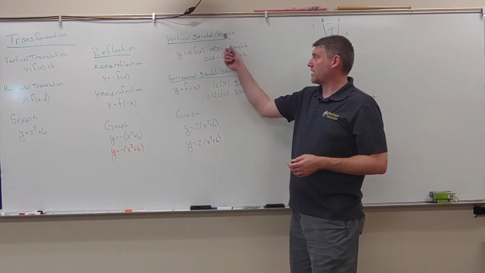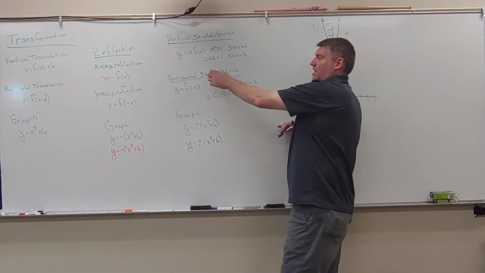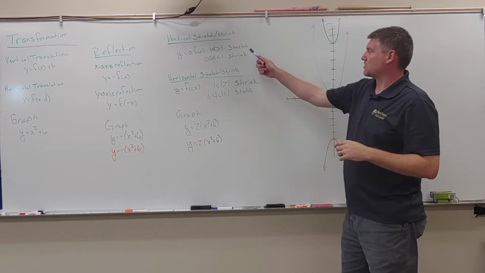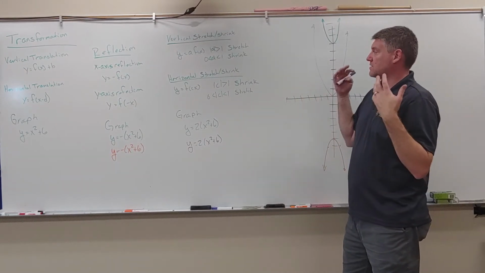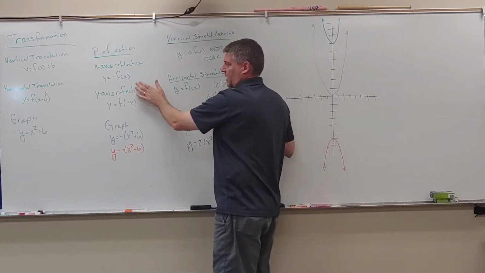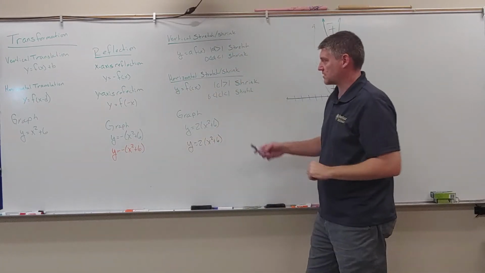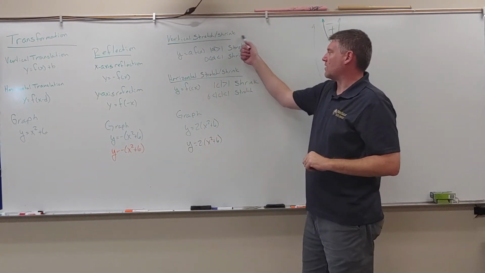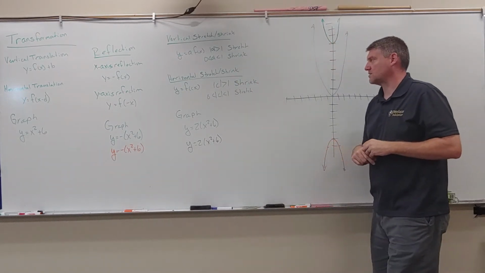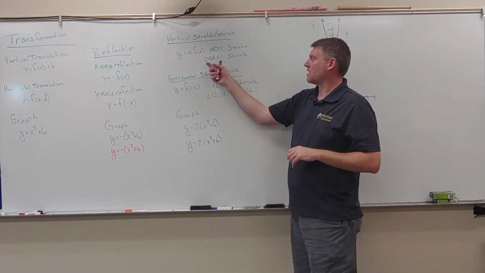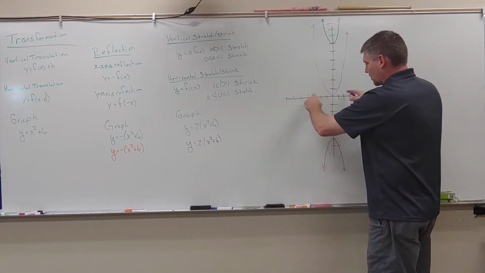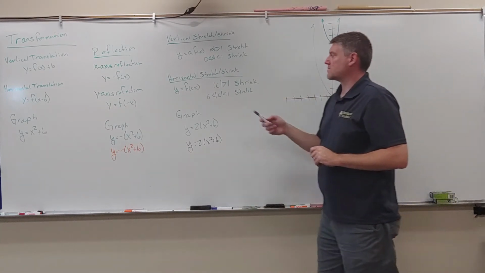We have a vertical stretch or shrink if I have a times f of x. So y equals a times f of x. We call it a stretch if the absolute value of a is greater than 1. And remember, if a was negative, that's just a reflection, an x-axis reflection. So if a is greater than 1, we have a stretch. A stretch means it's going to become closer to that y-axis. I have a shrink if a is between 0 and 1. So if a is less than 1, I'm going to have a shrink. I'm going to get closer to a horizontal line.